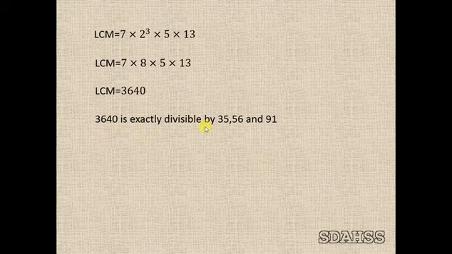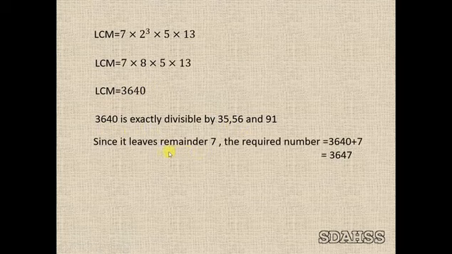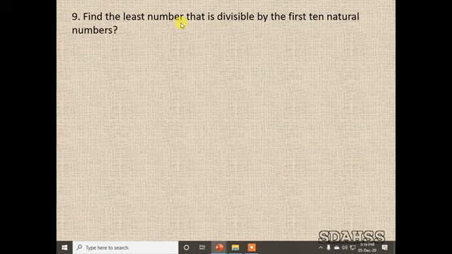3640 is exactly divisible by 35, 56 and 91, but it leaves remainder 7. Since it leaves remainder 7, the required number is equal to 3640 plus 7 is equal to 3647. Ninth sum. Find the least number that is divisible by the first 10 natural numbers.